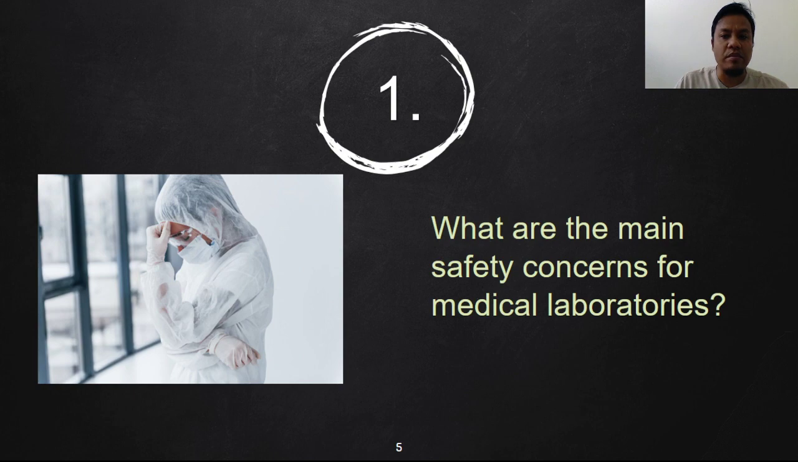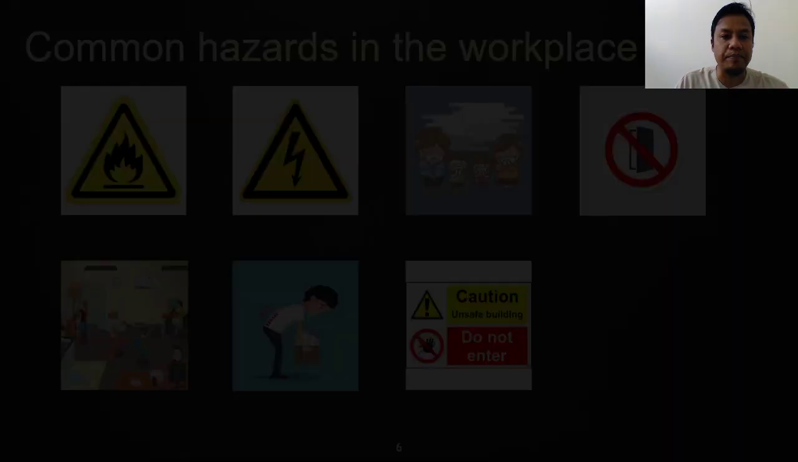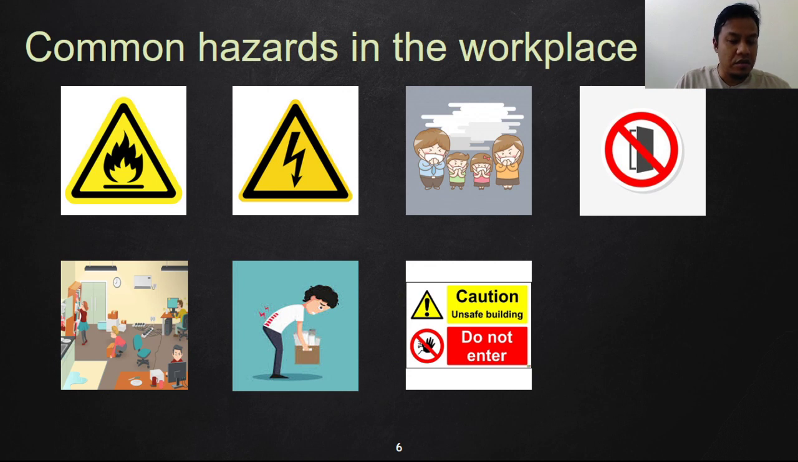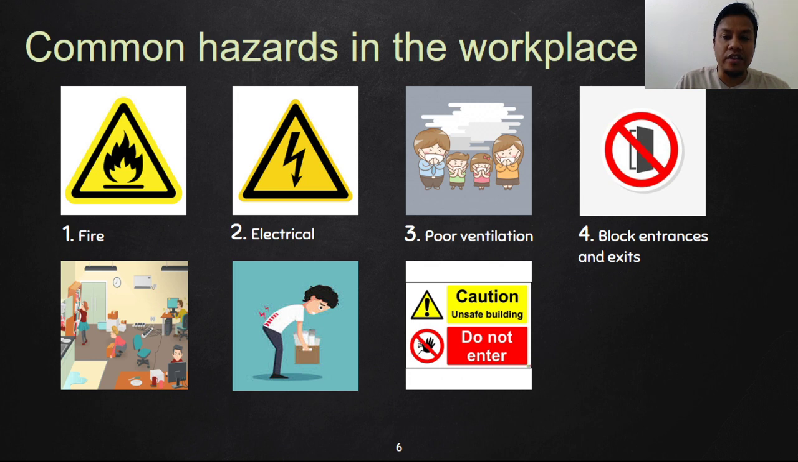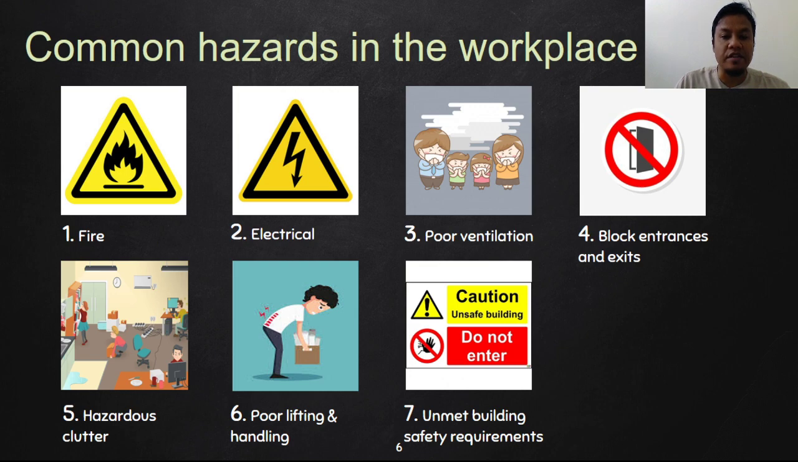We begin with what are the main safety concerns for a medical lab. Common hazards in the workplace include fire, electrical, poor ventilation. This is especially very important for labs that contain a lot of chemicals such as histology and cytology labs. Blocked entrances and exits, hazardous clutter, poor lifting and handling, and unmet building safety requirements.